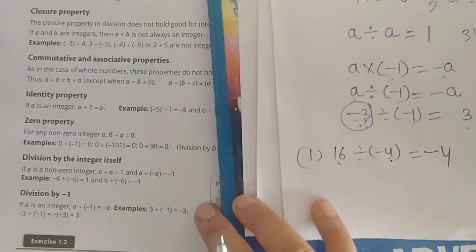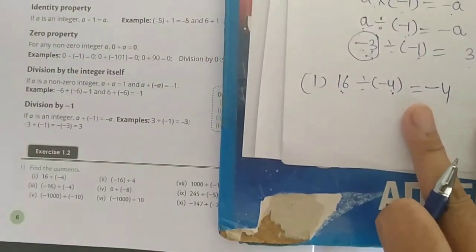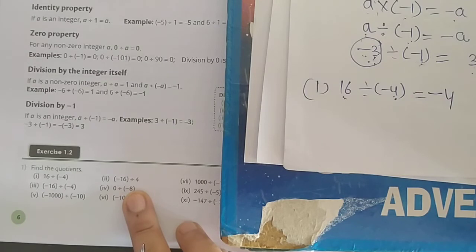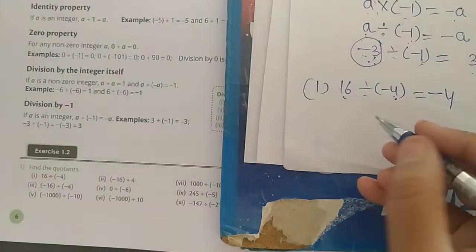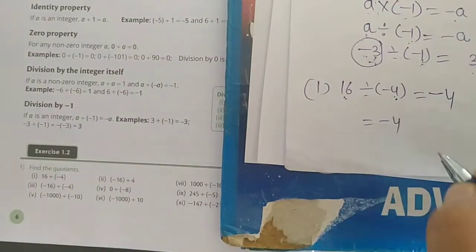Then the next question, minus 16 divided by 4. Same, minus 16 is negative, 4 is positive, meaning they are of opposite sign. So its answer will be negative 4.